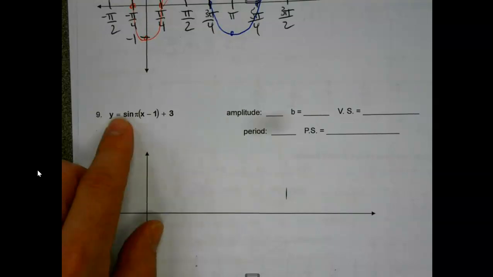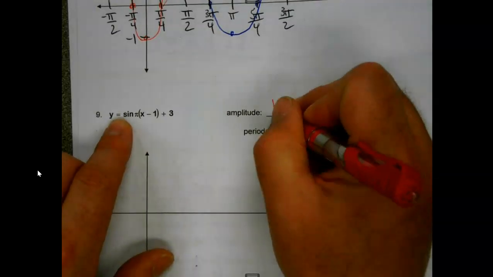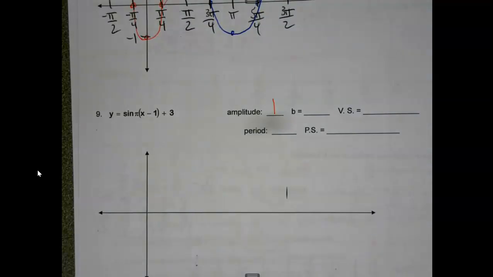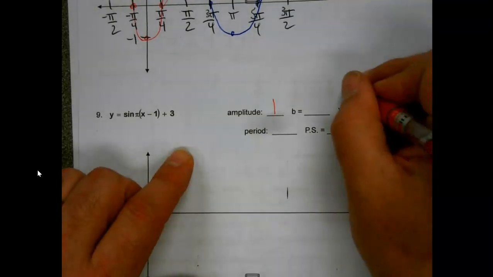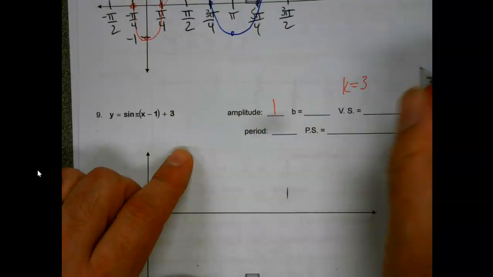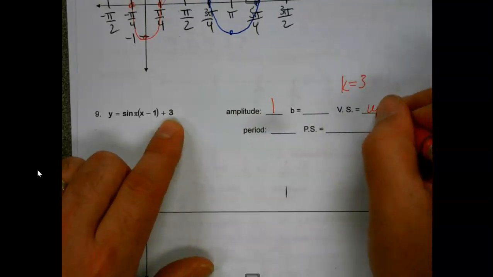Last one. Amplitude. Keeping it simple. Hardy, why didn't you put K somewhere this time? You know what? That was really bad of me. So I'm going to put it right here. K equals 3. Vertical shift. Up 3.